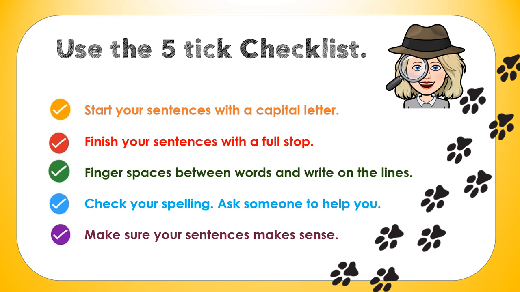Did you use finger spaces between your words? And if you're on paper, did you write on the lines? Now your spelling. If you're not sure of a word and you have written it on paper, put a circle around it and you can ask someone. If you're working in a Google document, you'll notice there's probably a red line underneath it. If you click on it, the computer will help you by giving you the right spelling.